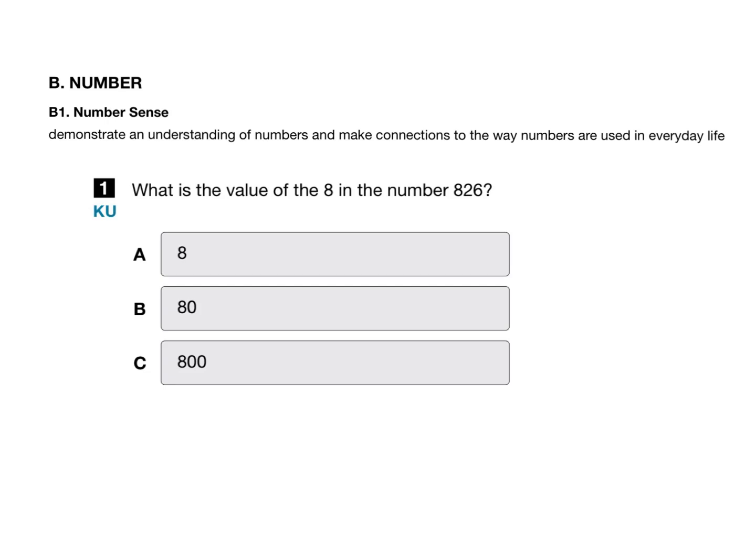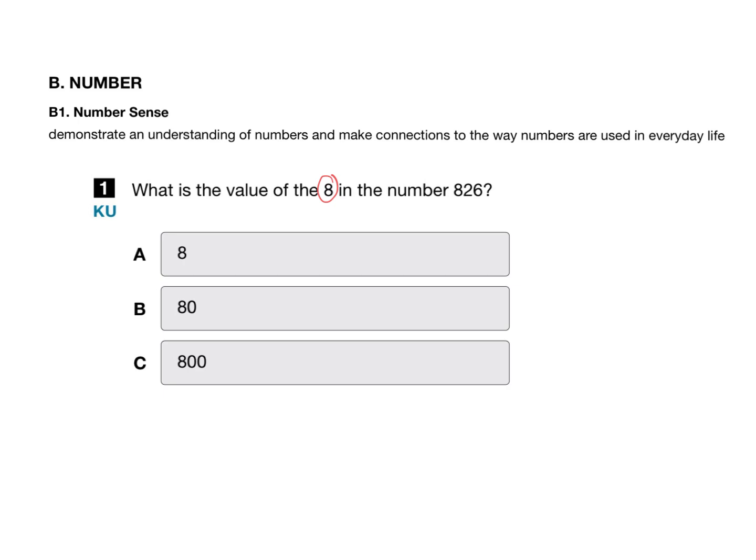Okay, so today we're going to be looking at the number strand of the grade 3 Ontario curriculum. For this strand, we're going to be looking at demonstrating an understanding of numbers and making connections to the way numbers are used in everyday life. So let's look at number 1. The question says, what is the value of 8 in the number?